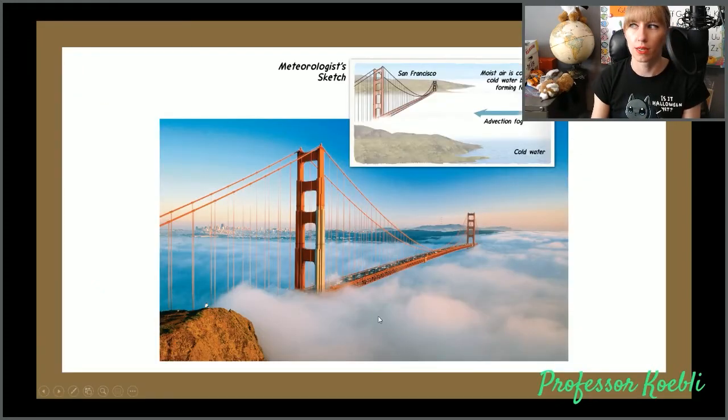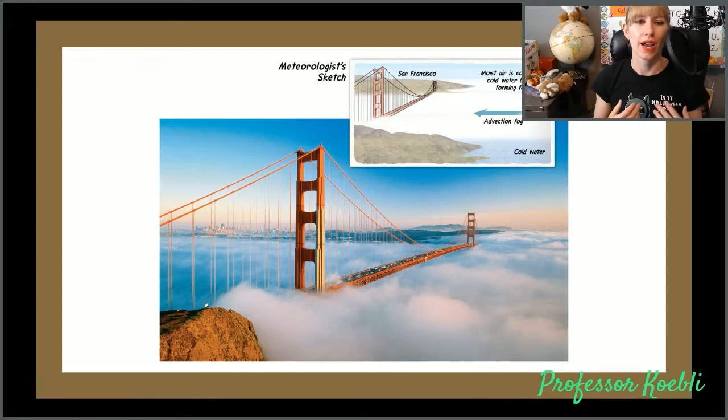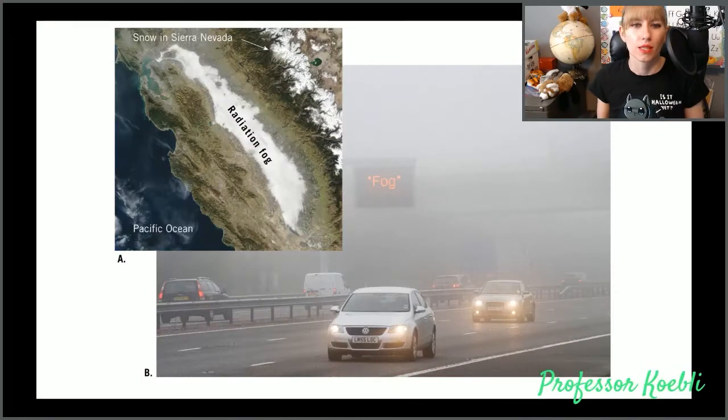So here's what advection fog looks like over cold water at San Francisco. It's actually really cool to see this rolling in off of the ocean. And you go from being able to see how far away the water is to feeling like you're literally high in the sky and having no sense of how far from the ground you are. It's so neat. This is radiation fog.